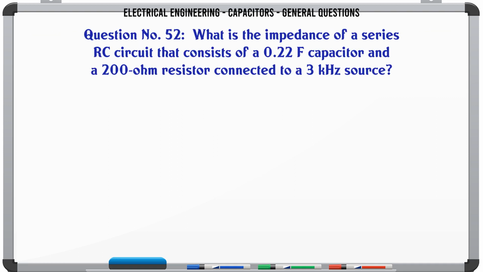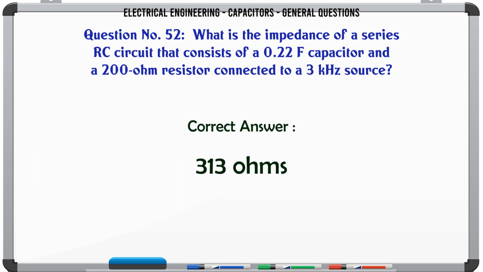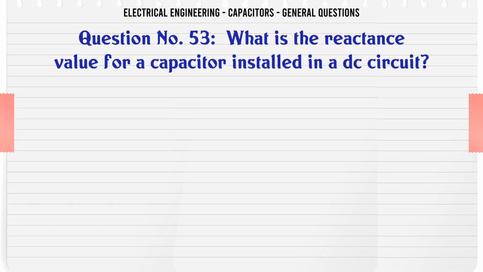What is the impedance of a series RC circuit that consists of a 0.22 µF capacitor and a 200 ohm resistor connected to a 3 kHz source? A. 214 ohms. B. 313 ohms. C. 414 ohms. D. 880 ohms. The correct answer is 313 ohms.